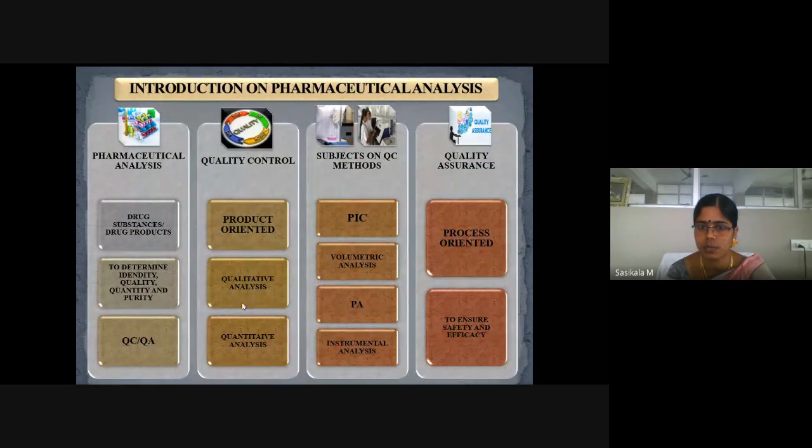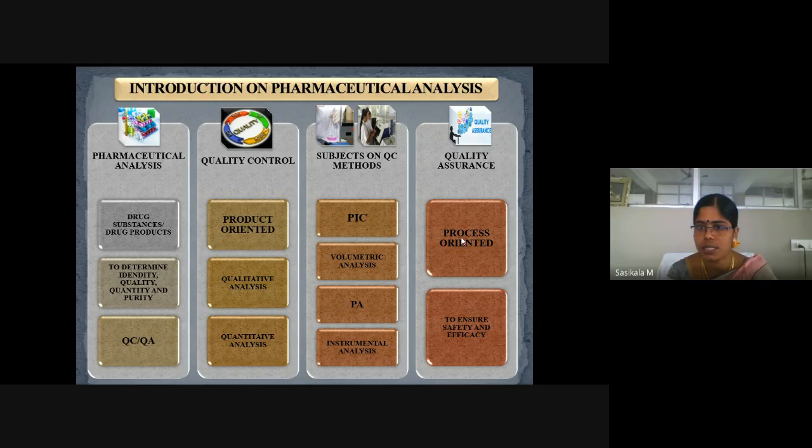Then the subjects cover these analyses, PIC and VA for Ph.D. In PIC you should have learned all about volumetric analysis, these are the basic analytical methods to determine quality and purity. And pharmaceutical analysis will tell about all instrumental methods of analysis for analyzing your drug substances very sensitively with specific instrumental techniques.